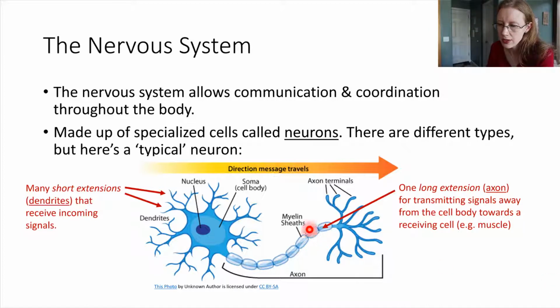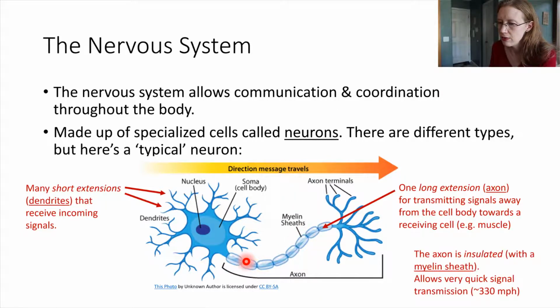If you'll notice, there's also a labeled myelin sheath. This is a layer of insulation wrapped around the axon, and it's the same idea as electrical cables, if you're familiar with those. A large part of the reason they have a plastic wrapping around the outside is because it really speeds up how quickly the signal can be sent. So this insulation really helps to speed up the signal.